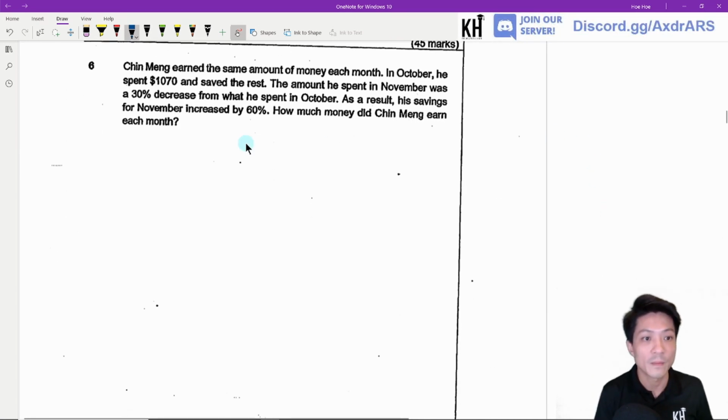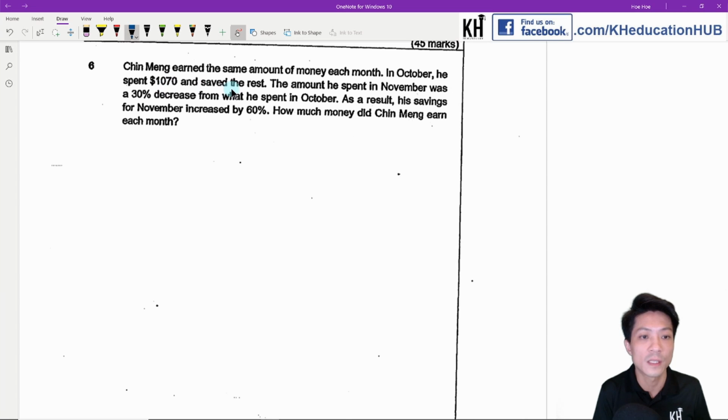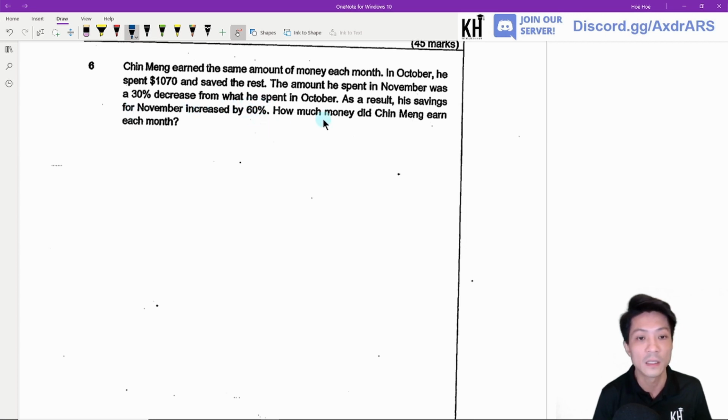Okay, question 6. Chin Meng earned the same amount of money each month. In October, he spent $1,070 and saved the rest. The amount he spent in November was a 30% decrease from what he spent in October. As a result, his savings for November increased by 60%. How much money did Chin Meng earn each month?